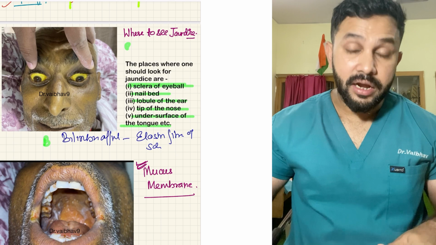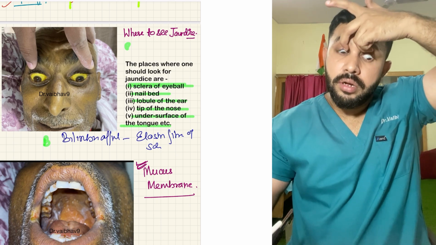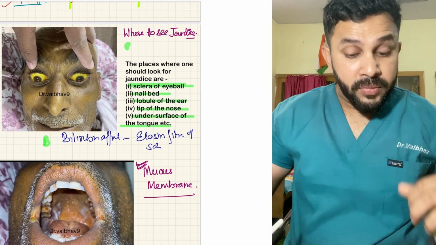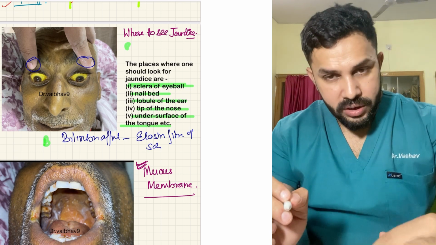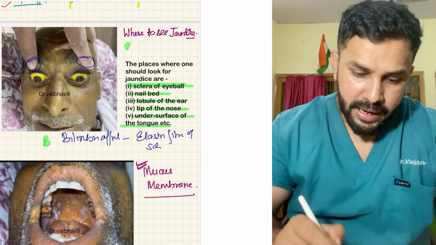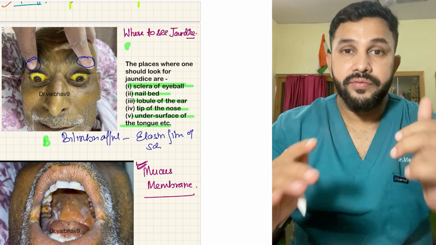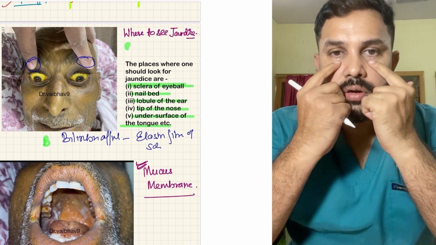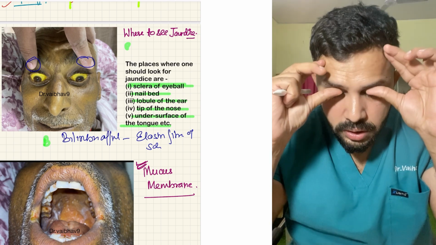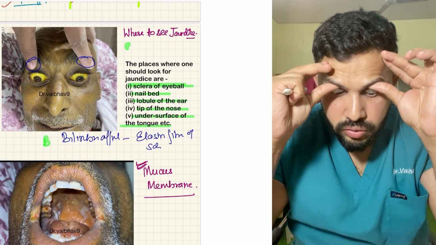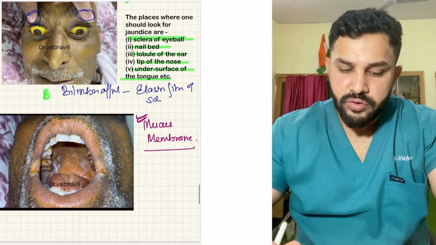And how do you see it in the sclera? You hold the palpebral conjunctiva, pull it upwards, and ask the patient to look down, and you will see the jaundice. When first checking for pallor, you pull down the lower palpebral conjunctiva and see into it. For jaundice, you have to pull upwards, ask the patient to look down, and you see into the sclera of the eyeball, right into the mucous membrane.